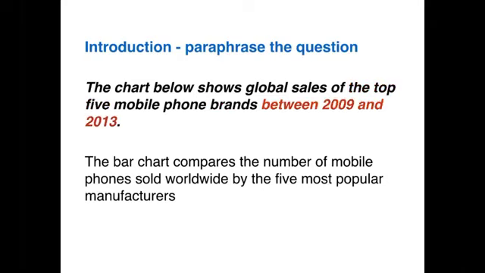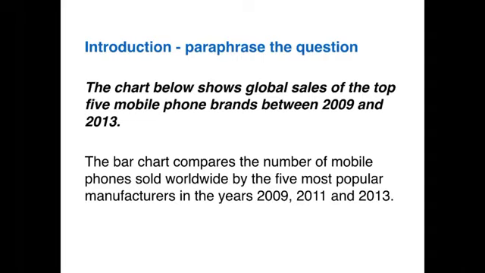Finally, the years between 2009 and 2013, I've written in the years 2009, 2011 and 2013. 3 separate years. So overall, that's my introduction finished. The bar chart compares the number of mobile phones sold worldwide by the 5 most popular manufacturers in the years 2009, 2011 and 2013. That's 1 paragraph done.